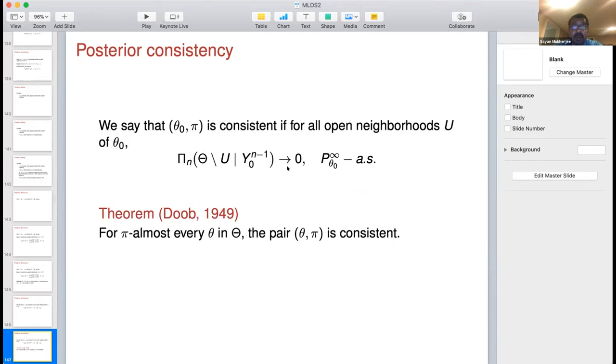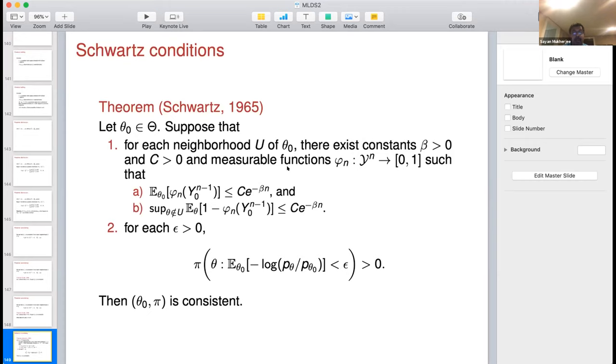Okay, so the first proof of consistency was by Doob in 1949, and he used a very pretty martingale argument to show consistency. Then there were results for finite dimensional MLE in the IID case, by Schwartz, again showing consistency. What are we looking at here? The important thing is the log ratio of the true theta zero versus another theta, that has to go away fast. So this is basically testing these log ratios. And these two are just saying that your phenomenon is happening at an exponential scale. And these phi n's are my test functions. These are the functions that I use to test whether I'm getting the right answer or not.